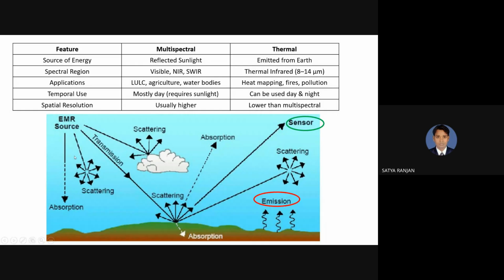This is the picture. Suppose this EMR source is there, some electromagnetic radiation from the sun absorbed in the atmosphere, some are scattered in different directions, and some are transmitted, and some are scattered in the cloud region. Some of the EMR is absorbed by the satellite sensor, and some is emission, that is, the Earth emits some heat after incidence of the EMR. So this heat emission is recorded by the sensor.